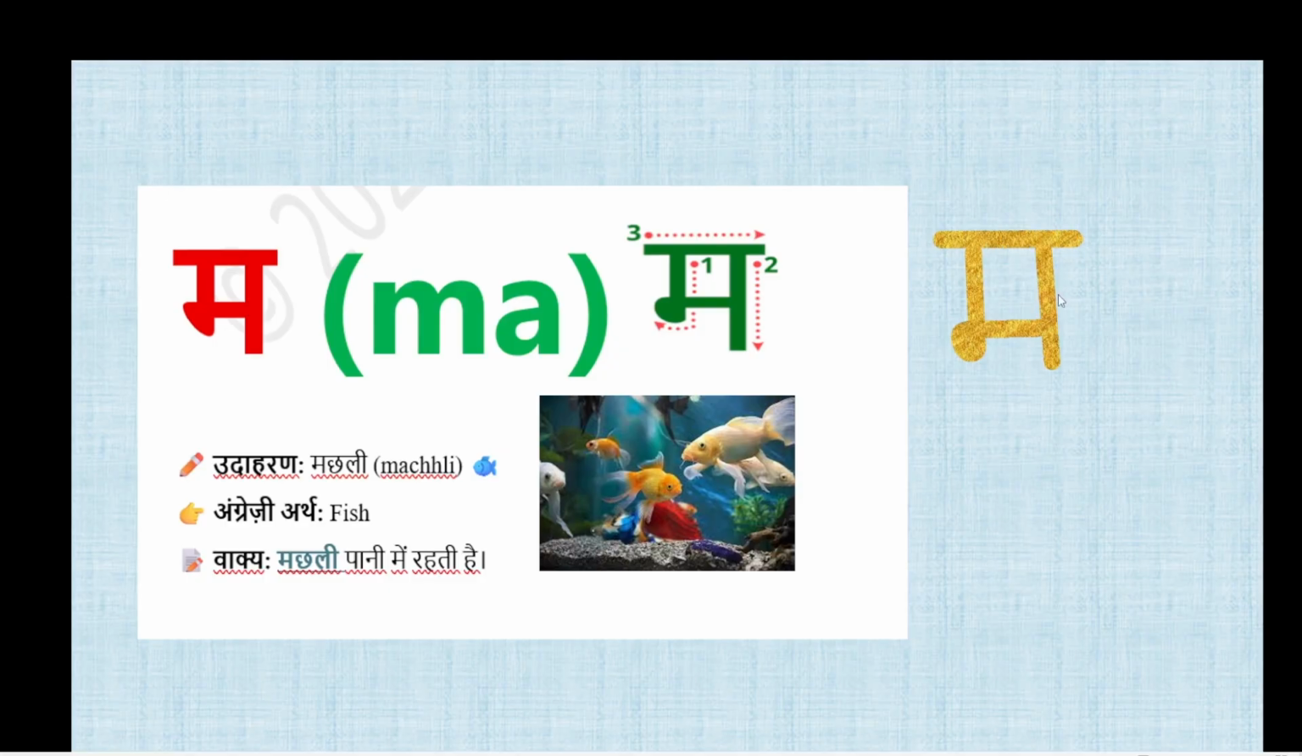I repeat, a standing line, take a turn, sleeping line, standing line, finally a Shirureka on top. So remember, whenever you see the letter Ma, pronounce it as Ma and think of the word Machli, meaning fish.